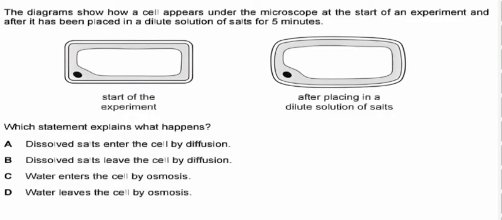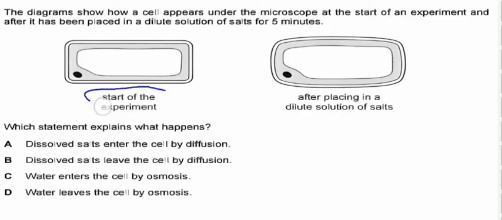The next one is saying, the diagrams show how a cell appears under the microscope at the start of an experiment and after it has been placed in a dilute solution of salt for 5 minutes. So when you talk of a dilute solution of salt, it means it is having a lower concentration, because something which is diluted is going to have lower concentration. In short, a dilute solution is more like distilled water.